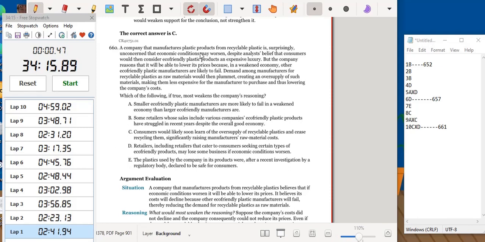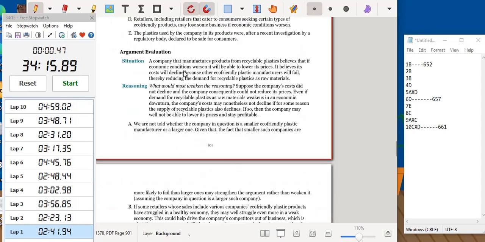Making them less expensive for the manufacturers to purchase and thus lowering the company's cost. Let me see what they have said here. The company that manufactures products from recyclable plastics believes that if the economic conditions worsen, it will be able to lower its prices. Why? Because it believes its cost will decline because other eco-friendly plastic manufacturers will fail, thereby reducing the demand for recyclable plastic as raw materials.